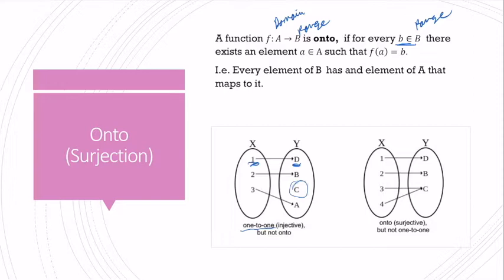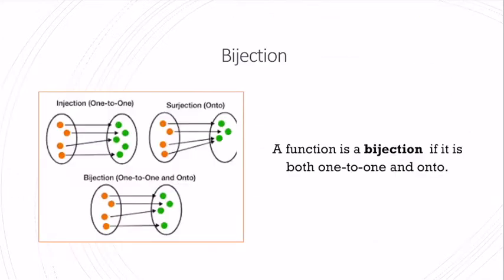This graph here is onto, which is also called surjective, just in case it comes up. Each x has exactly one y value, but each y value doesn't have exactly one x. So it's not one-to-one, but it is onto because everything in my range is hit. Something maps to it. A function is a bijection if it is both one-to-one and onto. Bijection meaning it has both.